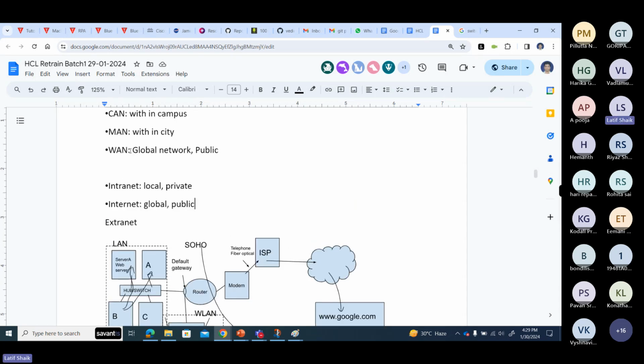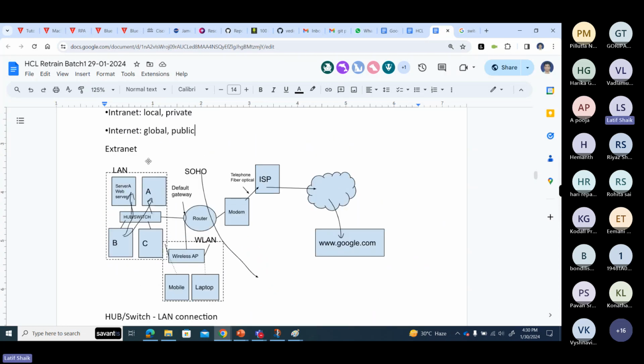But there is a difference between WAN and internet. There are little differences. One more is extranet. Extranet is more like a WAN network only. It means you are within your private network and you are connected to another private network, that is extranet. So I'm not going through that one.